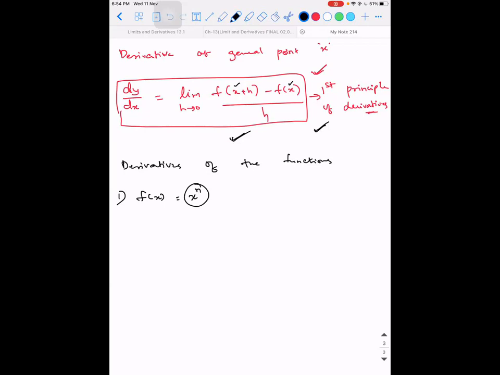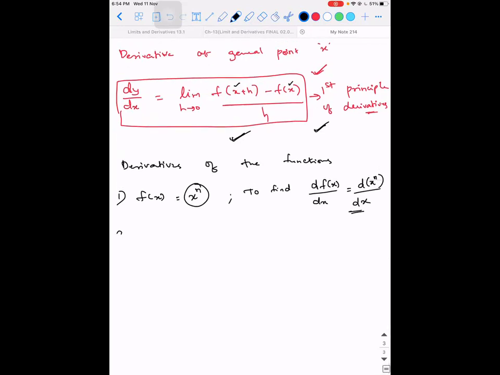So concentrate. So what is the first principle state? dy by dx. They're actually asking what is to find the derivative of f of x with respect to x. That is the derivative of x power n with respect to x. That is the meaning. Okay.